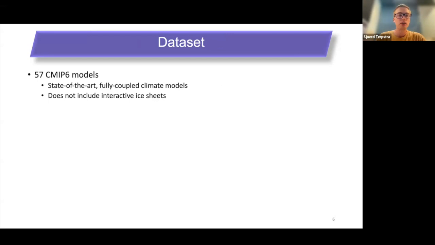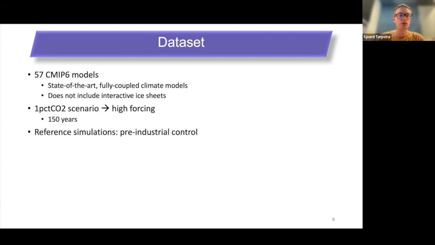So the dataset we use are all the CMIP6 models that did the standard deck of experiments. So these are state-of-the-art, fully coupled climate models that simulate almost all the Earth systems. Importantly, they do not include interactive ice sheets. So that is one system that we don't look at that might undergo abrupt shift.